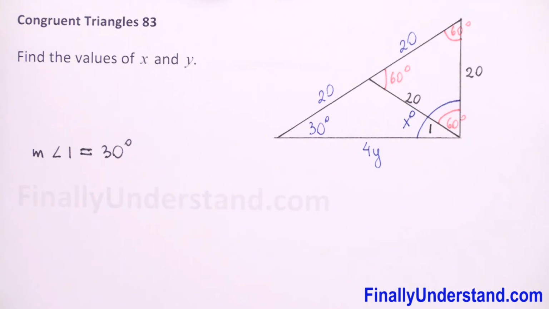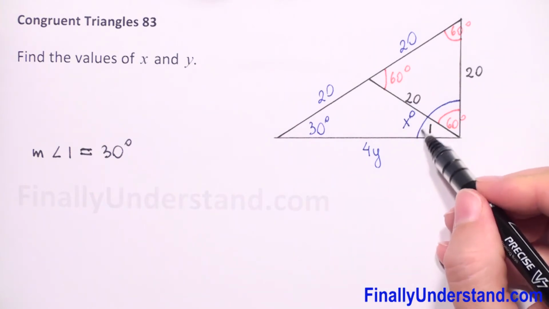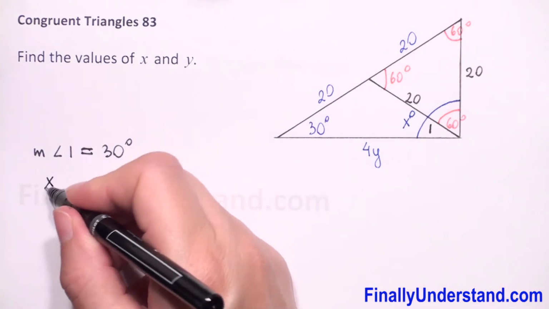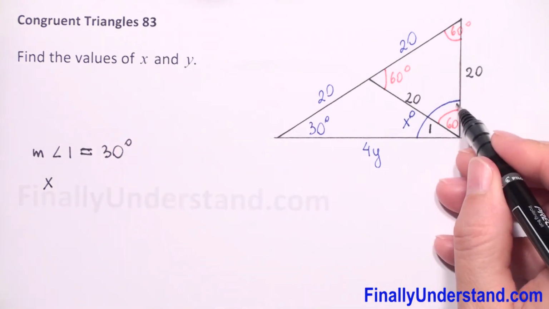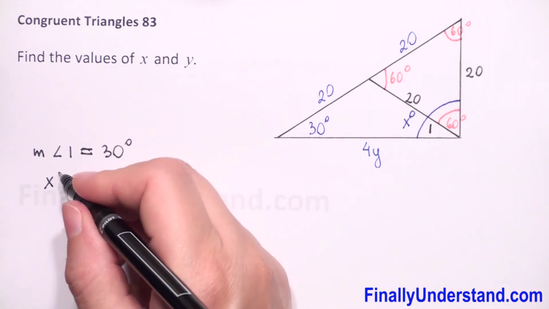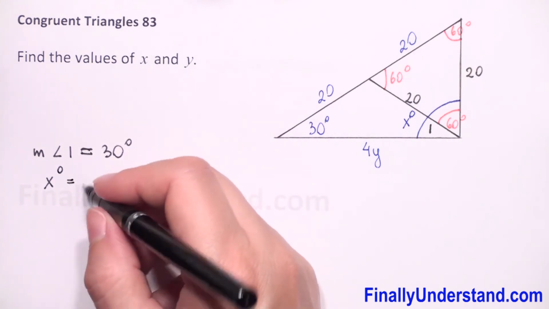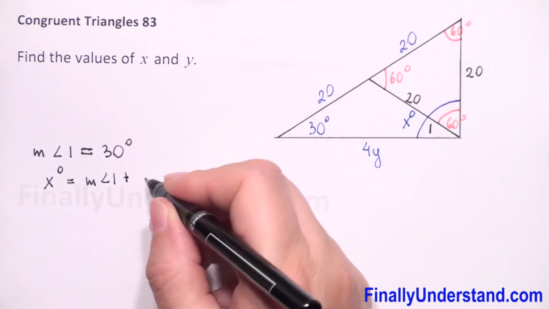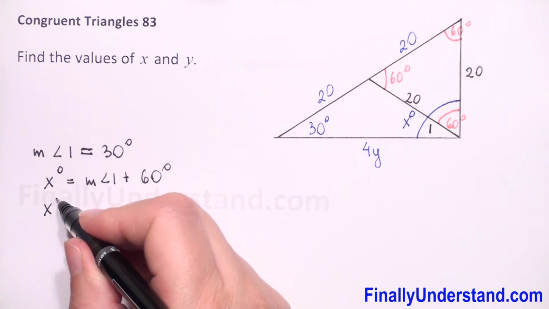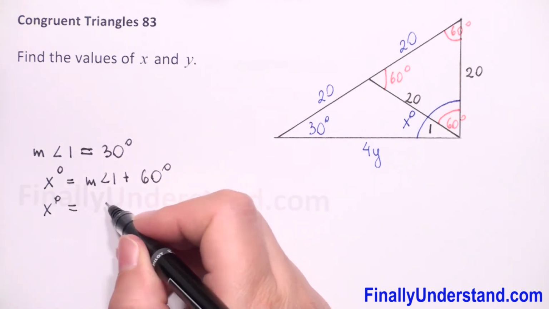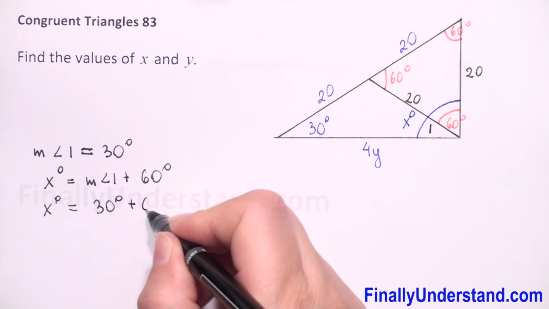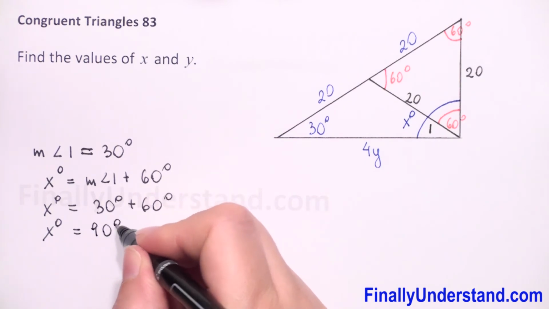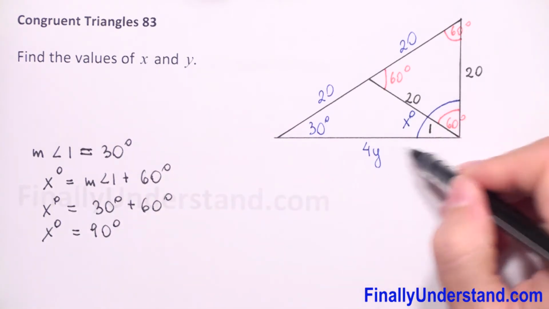So now we find that the measure of angle 1 is 30 degrees and this angle has 60 degrees, so this whole angle x degrees will be equal to the measure of angle 1 plus 60 degrees. So x degrees is equal to 30 degrees plus 60 degrees. So we have that this angle has 90 degrees. So we have here a right angle.